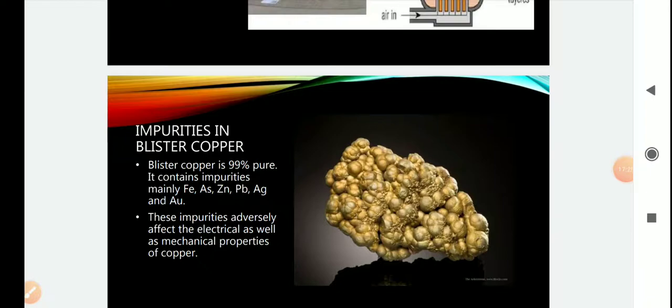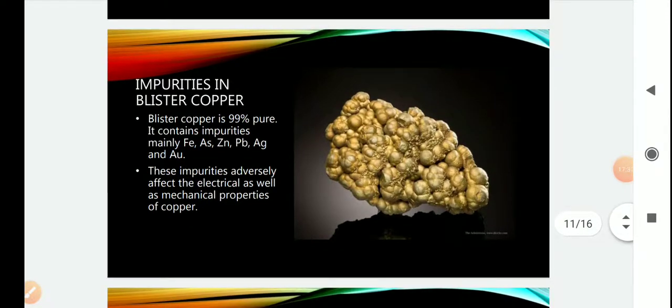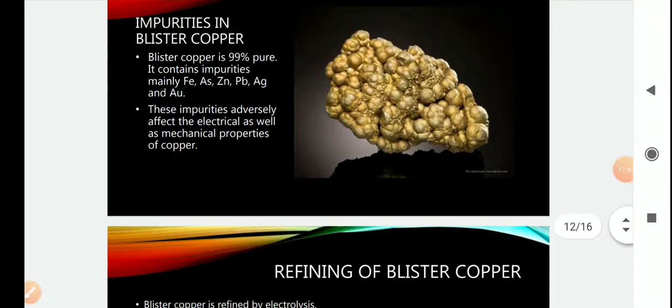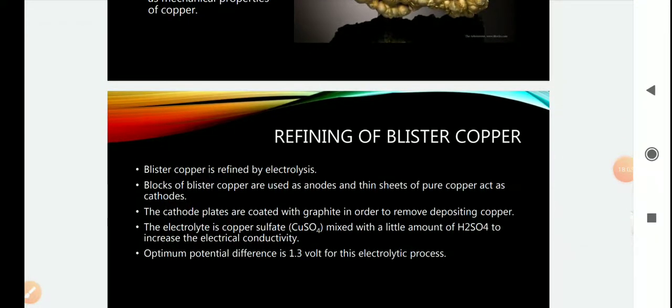So, impurities in blister copper. The last stage is refining to get 100% copper. Blister copper is 99% pure but not 100%. It contains impurities like iron, arsenic, zinc, lead, silver and gold. These impurities adversely affect the electrical as well as the mechanical properties of the copper. If impurity is present, there will be lots of problems in the metal. So the refining of the blister copper is required.